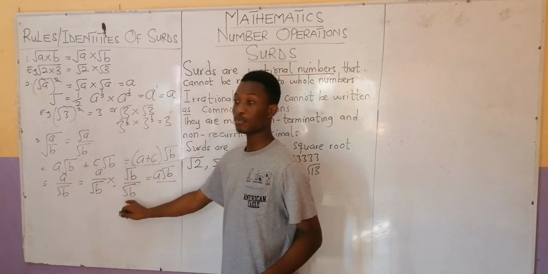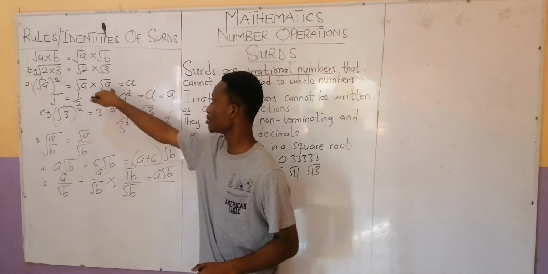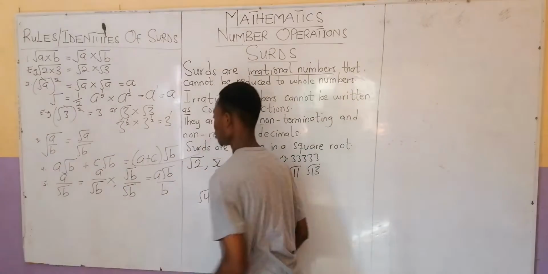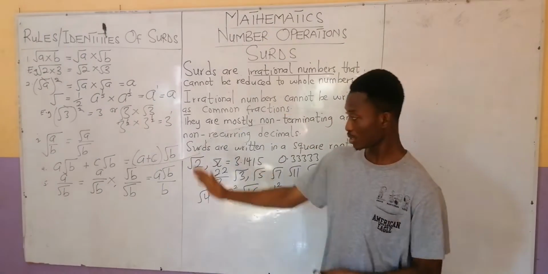Root b times root b. Root a times root a. What do you think? The answer will be b. And done. Very easy and simple. We'll treat this as a topic.